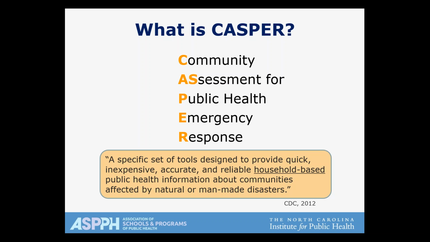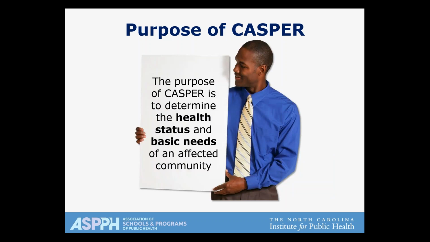The method was originally designed in the 1960s to assess immunization coverage, and it's a type of rapid needs assessment. The primary purpose of CASPER is to determine the scope and magnitude of the health needs in a disaster-affected area. It's not designed to deliver aid. It's really a tool to supply decision makers with the information they need to prioritize recovery efforts.